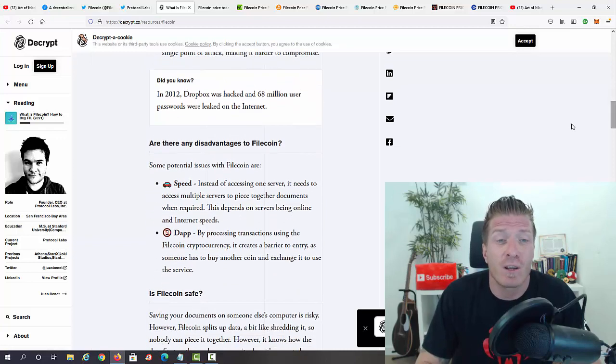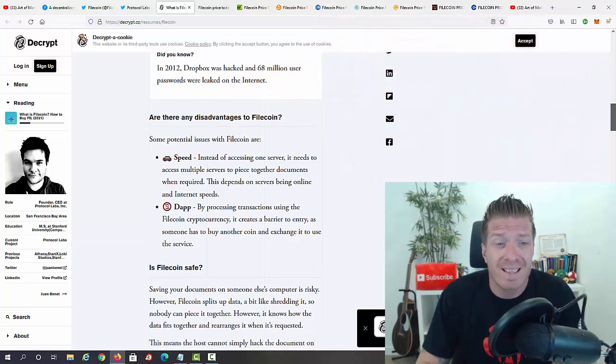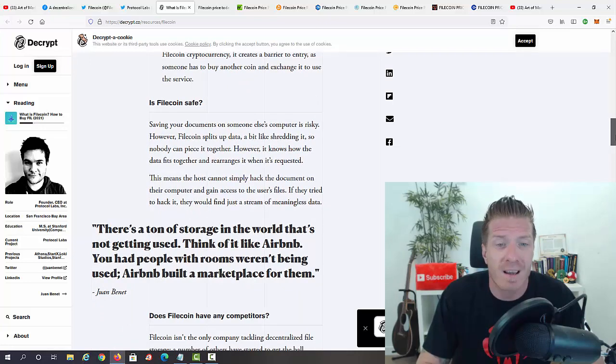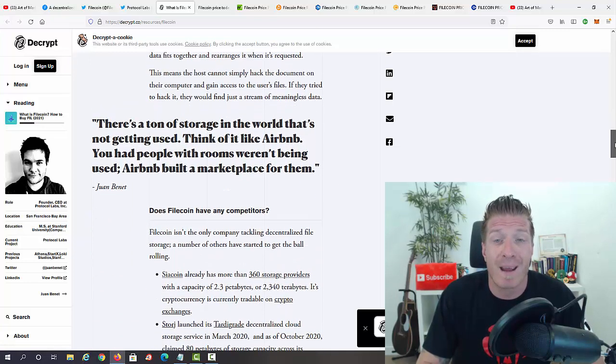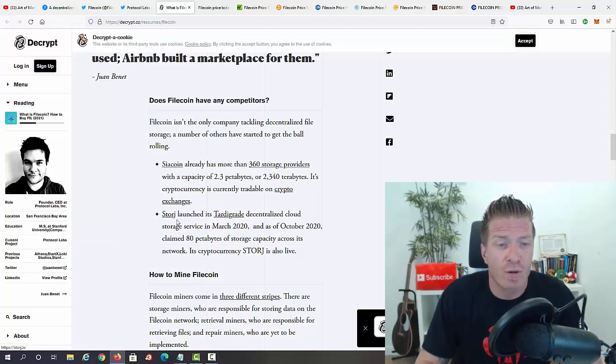So for example, if you are storing your files on Dropbox, in 2012 Dropbox was hacked and 68 million user passwords were leaked onto the internet. That's why it is much safer to use protocols like Filecoin. What are the disadvantages? First of all, speed. Instead of accessing one server, it needs to access multiple servers. And depth. By processing transactions using the Filecoin cryptocurrency, it creates a barrier to entry as someone has to buy another coin and exchange it to use the service. Is Filecoin safe? It is 100% safe, and this is one of the main features of Filecoin. They have a couple of competitors, SiaCoin and StorJ.